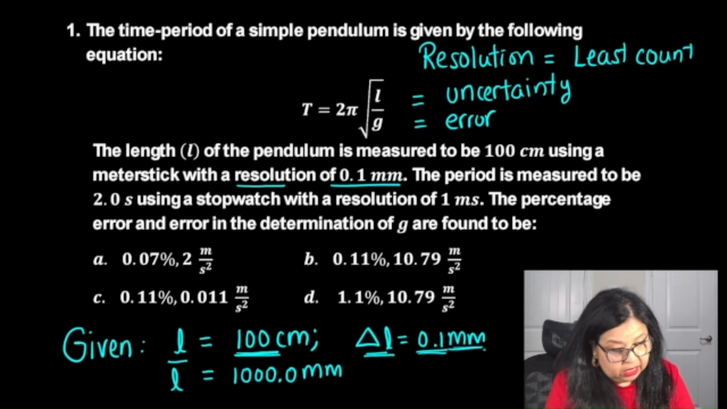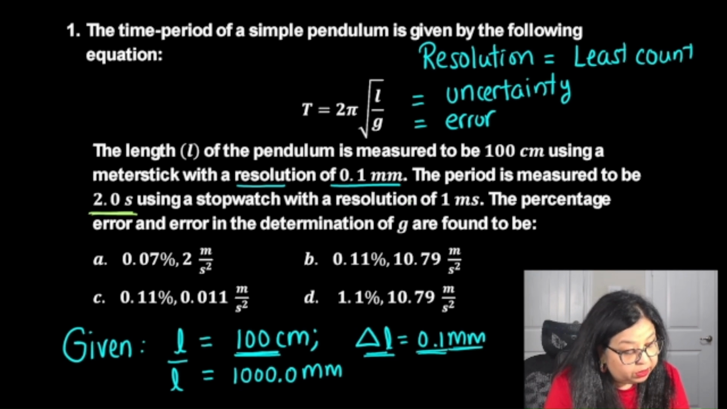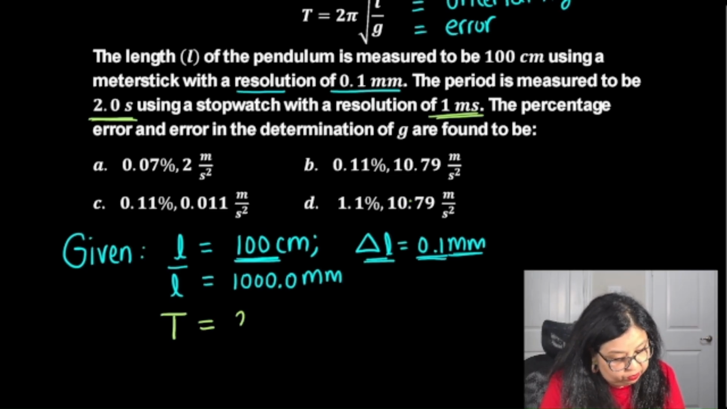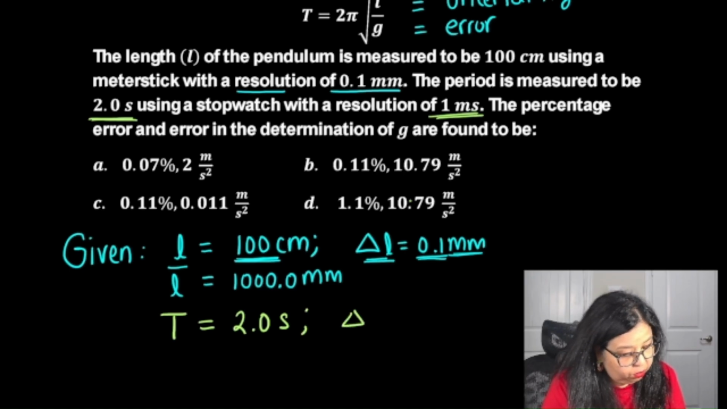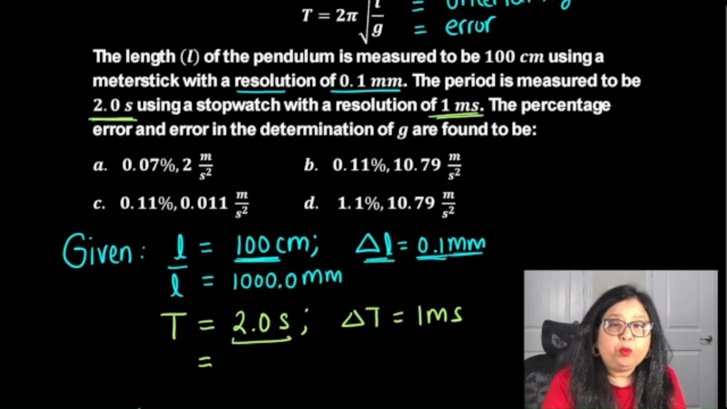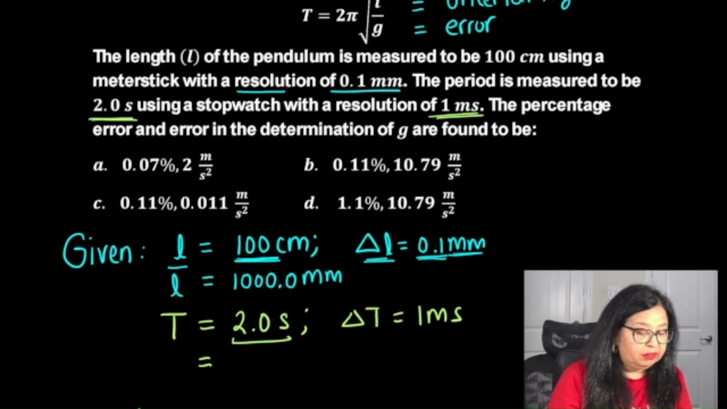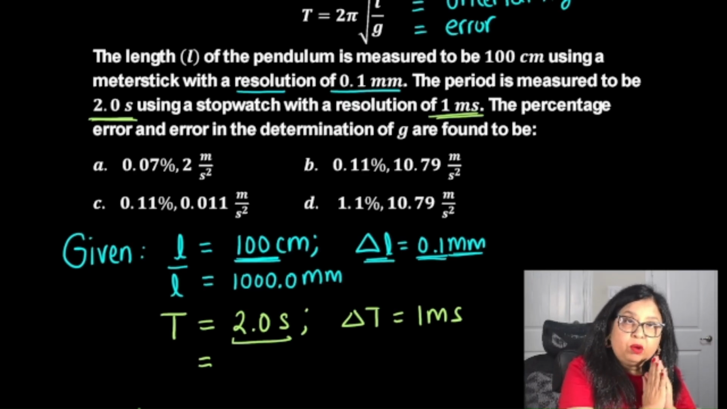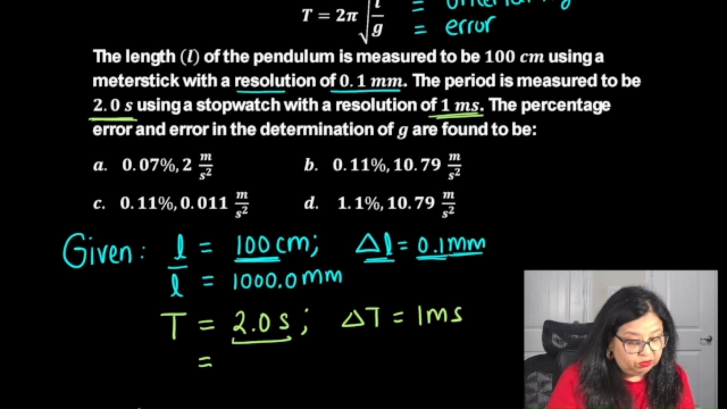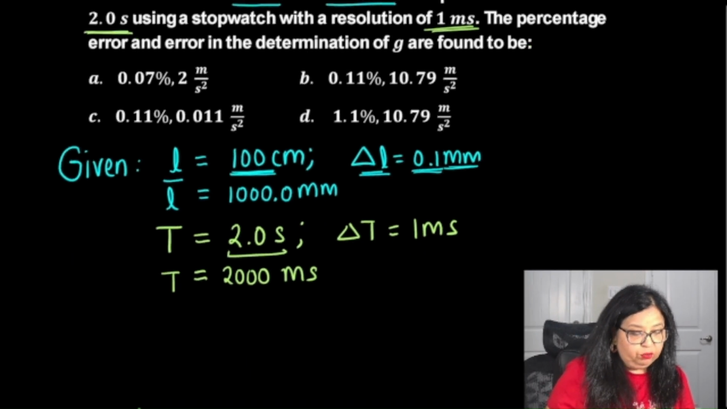Likewise, the time period is given to be what? Time period is 2.0 seconds, and the resolution in the time is 1 millisecond. So uppercase T is given to be 2.0 seconds, while delta T is given to be 1 millisecond. So what we will do is write this 2.0 seconds in the same units as delta T, and to the same number of digits after the decimal as delta T does. Now delta T is an integer. That means T will become just 2000 milliseconds.